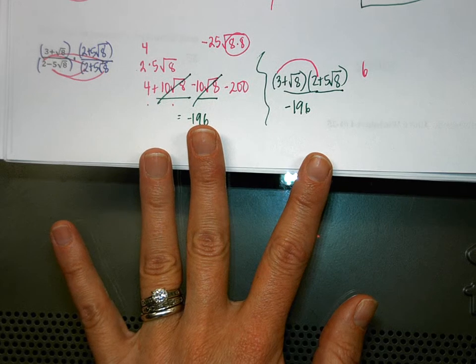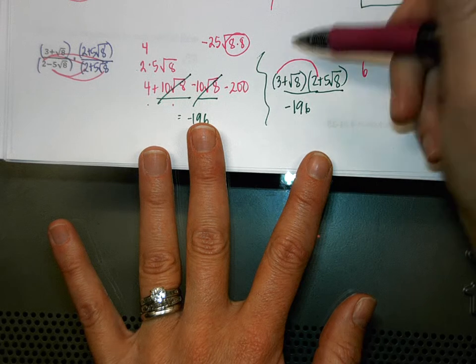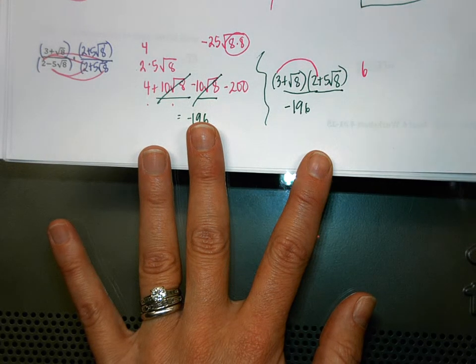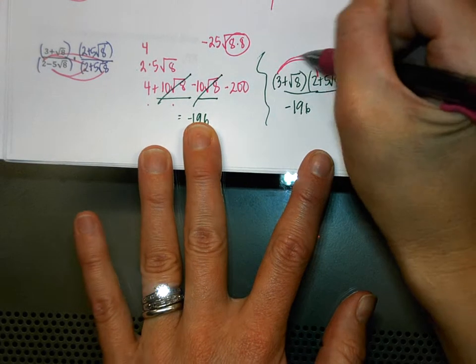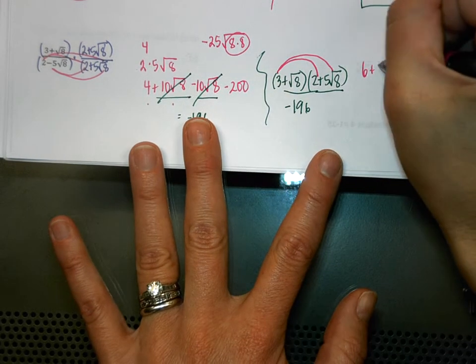Okay, go ahead. 2 times 5. No. Or I mean 3 times 5. Very good. Sorry. And how would you write that out? 15. Good, 15 root 8.